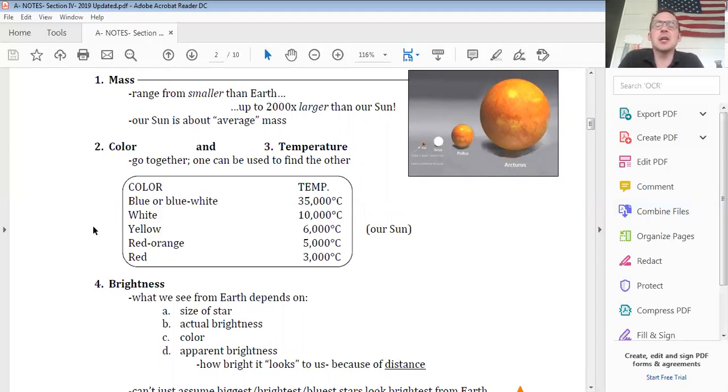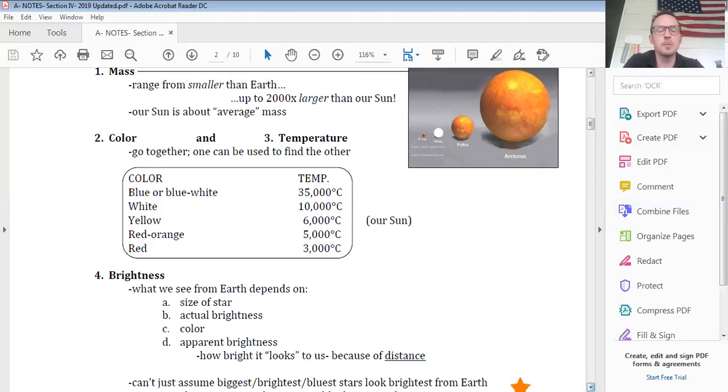Now, throughout this section, I'm going to refer to the orange and red stars as cool, but understand cool is a relative term. It doesn't mean cool like ice cubes or polar bears. Even a cool star is still about 3,000 degrees Celsius. But compared to our sun, and especially the blue and white stars, that's exceptionally cool.